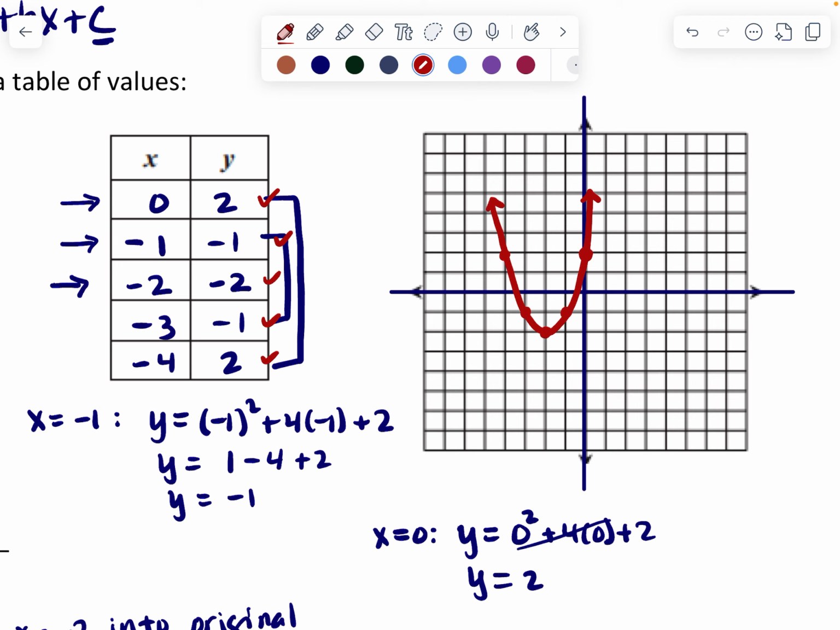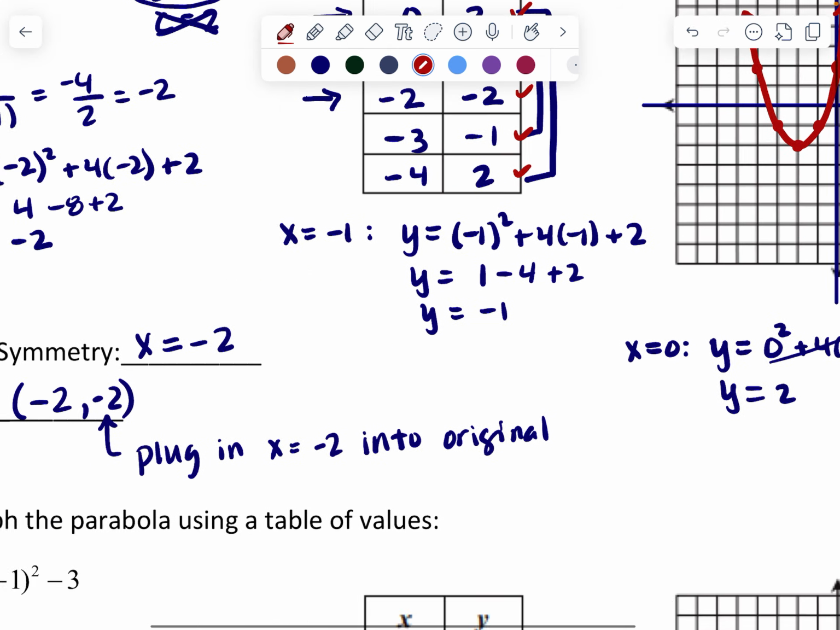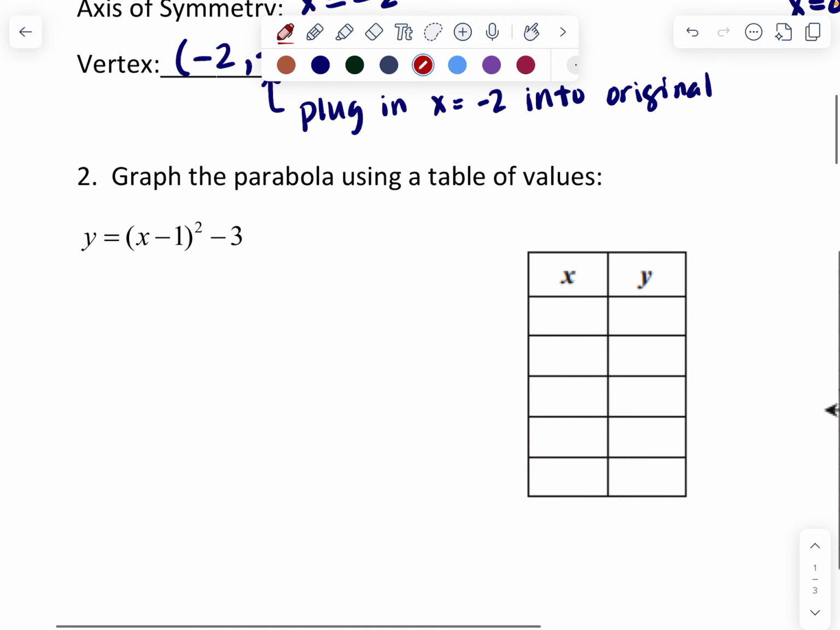Now, I'll be honest, I don't enjoy doing these either, okay? They're a lot of work, but it's worth it at the end when you get a nice little parabola. All right, let's look at another one, okay? Now, this one is in something called vertex form.